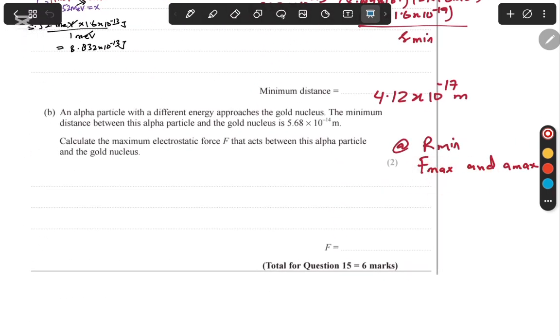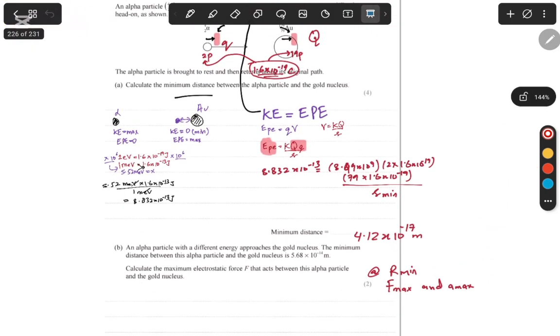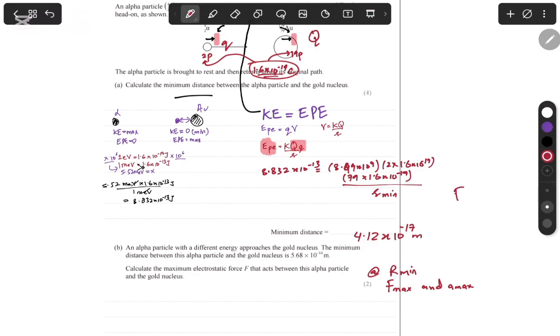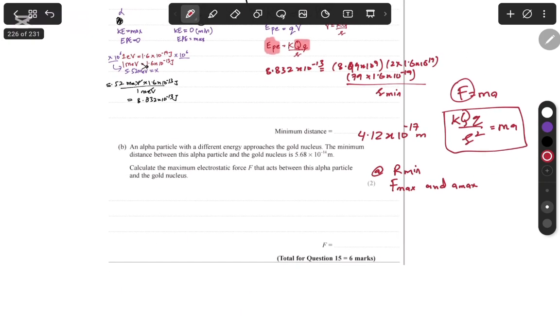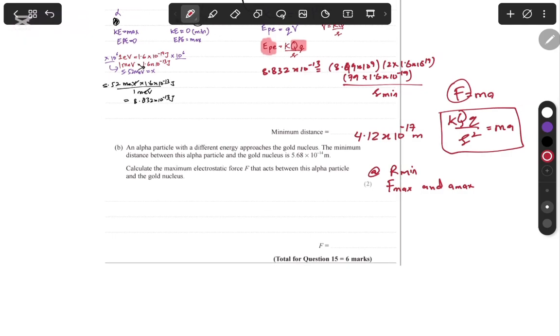Okay, this is important because in another past paper what they did was they wanted you to find the acceleration at the minimum distance. So you have to take this distance and put it in the equation F equals ma, where this F was kqq over r square is equal to ma. So that type of question can also be asked.